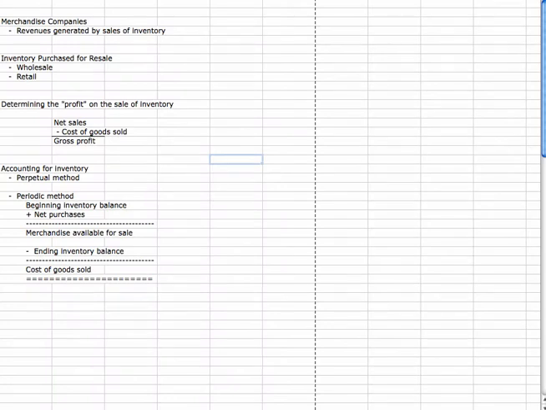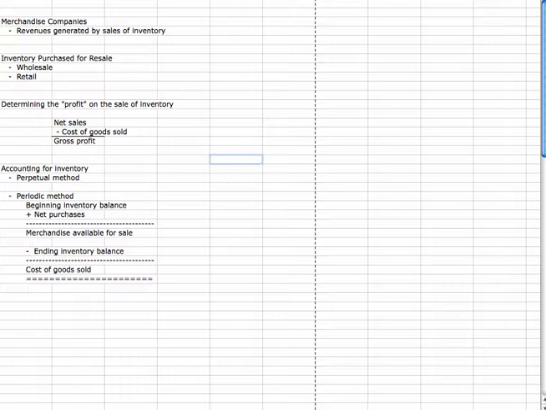When we're talking about accounting for merchandise companies, one of the things that we have to remember is that the way they generate revenues is by selling merchandise inventory to its customers. They acquire their merchandise from other merchandise companies or other manufacturers, and in turn, they take the product and then they resell it to their customers.